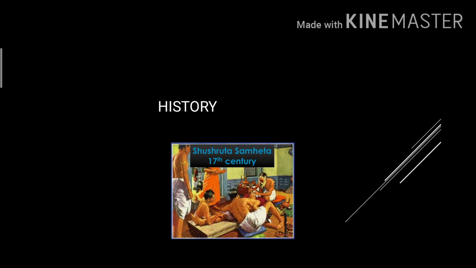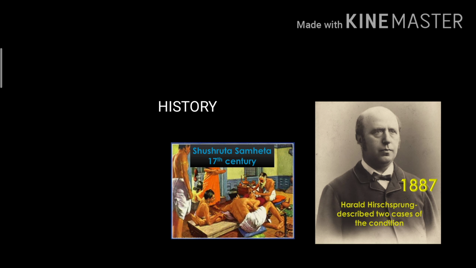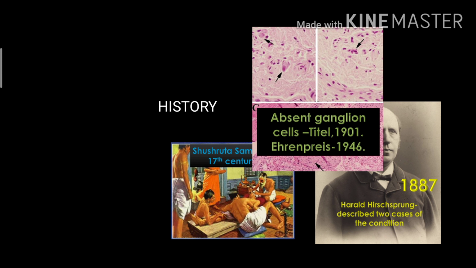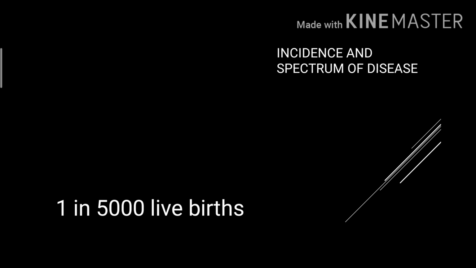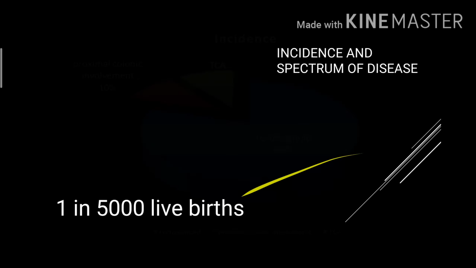Coming to the history of it, this disease is discussed in the Susruta Samhita in the 17th century. Then Harald Hirschsprung described two cases of this condition in 1887. That Hirschsprung's disease is due to absent ganglion cells was discussed by Teitel in 1901 and Ehrenpreis in 1946. Swenson described the procedure for Hirschsprung's disease in 1949, and coming to the incidence, it is present in 1 in 5,000 live births.